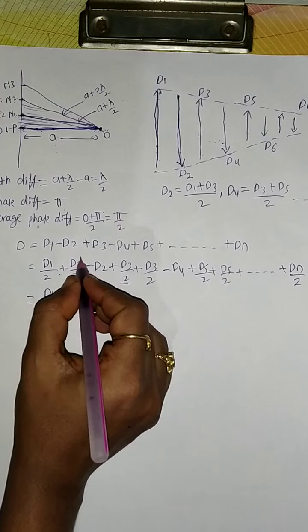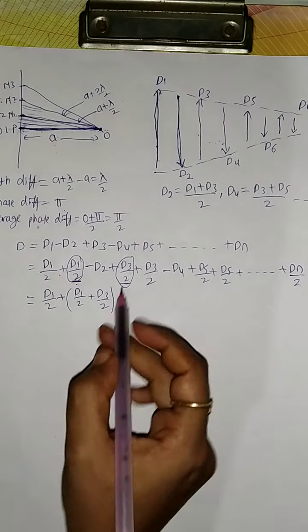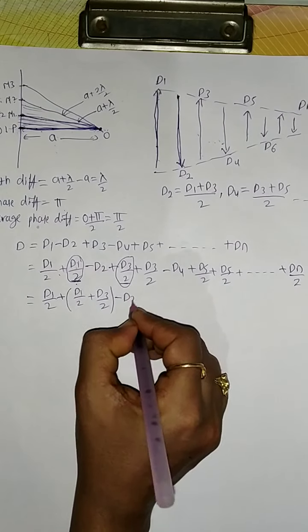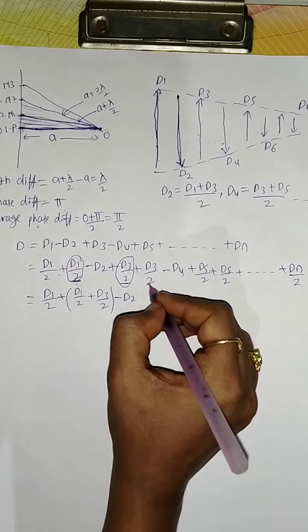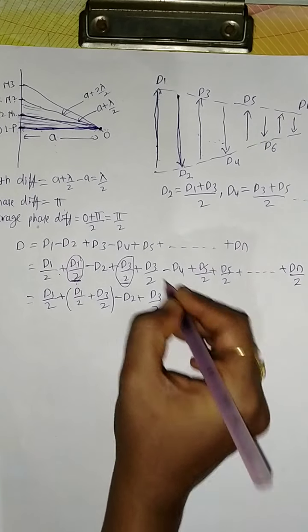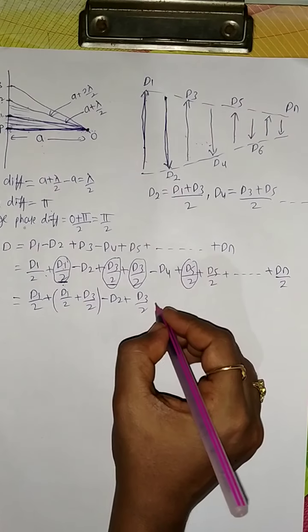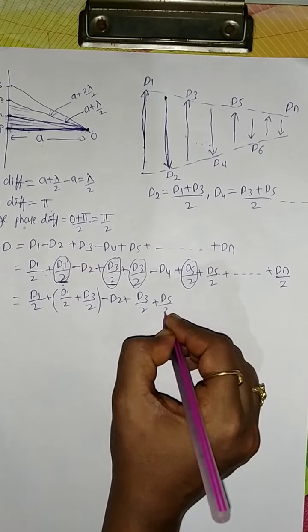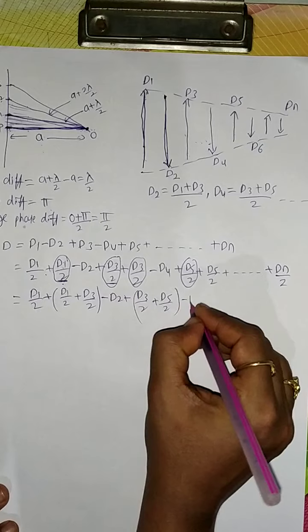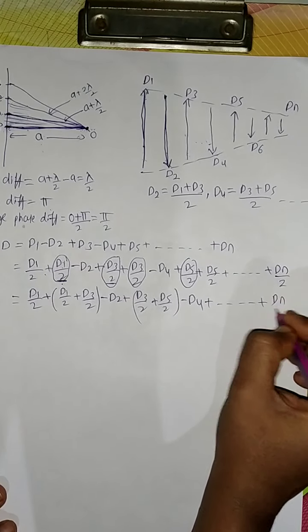Okay, so this term and this term added, I made one group. And what is remaining? Minus d2 is remaining. Okay, what is remaining now? Another d3 by 2 is remaining. So plus d3 by 2. Now this term and this term I'll make one group. So plus d3 by 2 plus d5 by 2 I'll make a group. And minus d4 I'll keep as it is. So plus dash dash up to dn by 2.